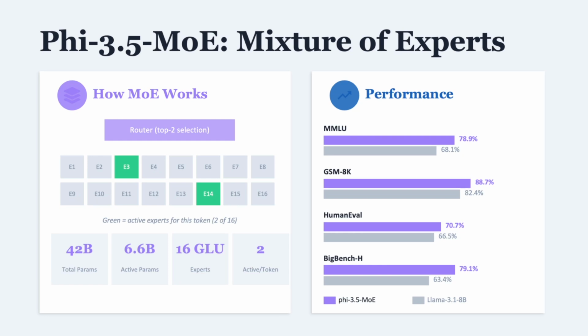In terms of performance, Phi 3.5 MOE scores 78.9 on MMLU, slightly above GPT 4.0 mini at 77.2, while also reaching 88.7 on GSM-8K and 70.7 on HumanEval. Overall, it clearly outperforms Llama 3.1 8B and remains competitive with Gemini 1.5 Flash. So the key takeaway is that this architecture delivers strong results with far fewer active parameters per token.